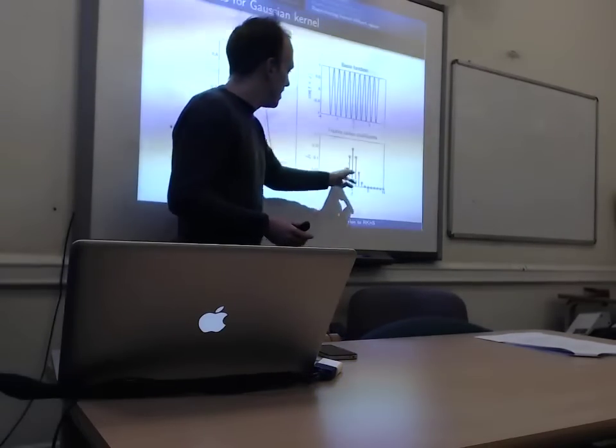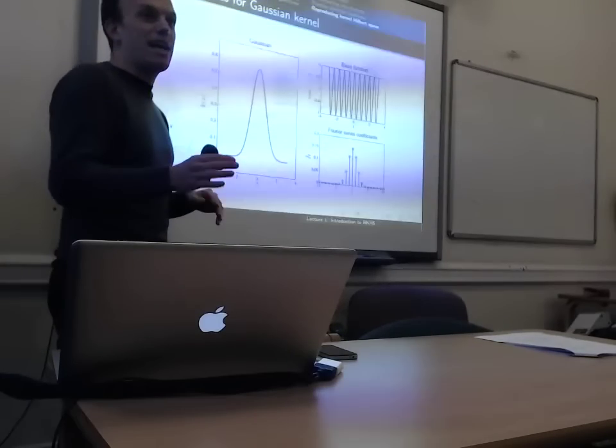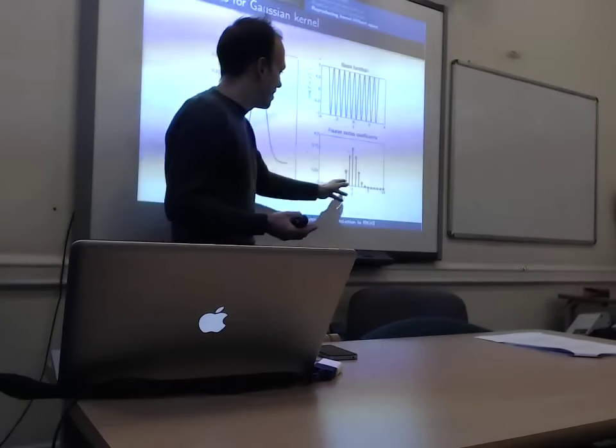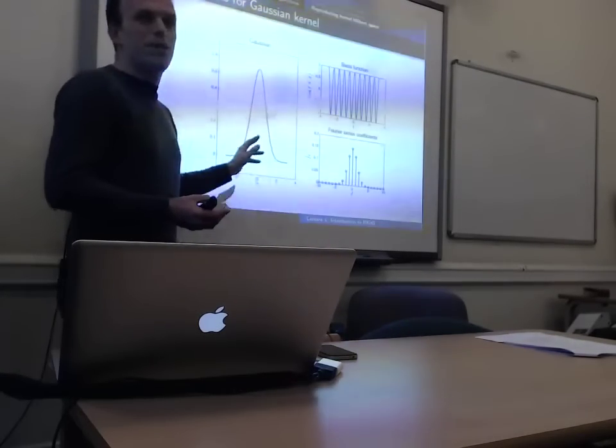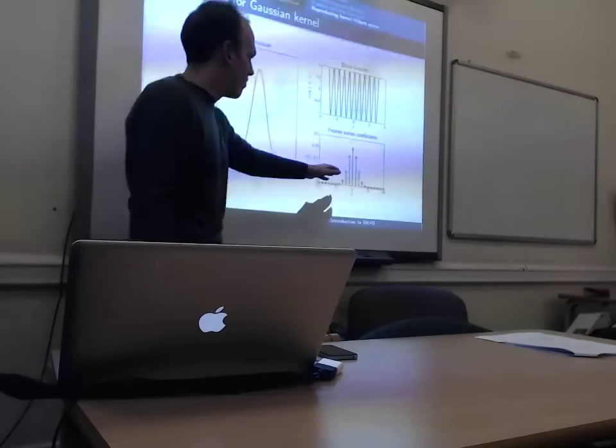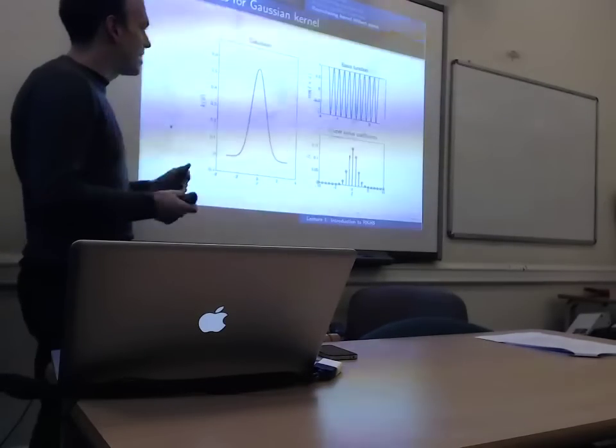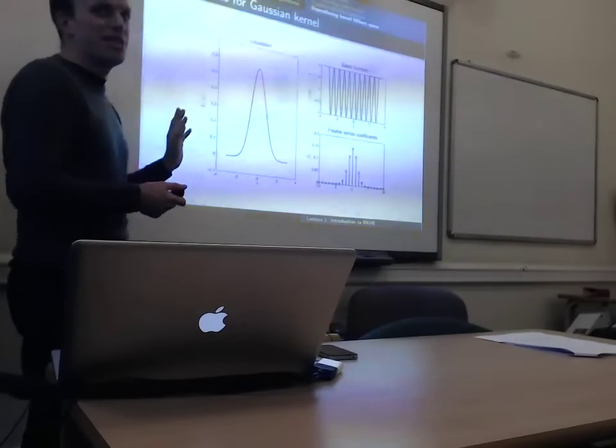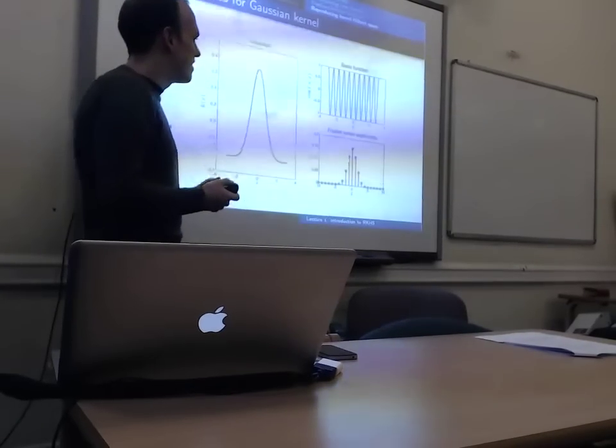And you can also see that these are decaying as a Gaussian, right? So the Fourier series coefficients used to represent this Gaussian actually also have a Gaussian decay. That's an interesting feature that's sort of specific to the Gaussian here.